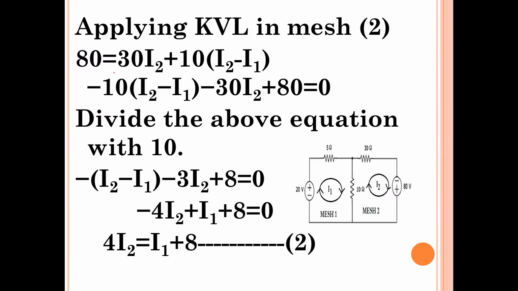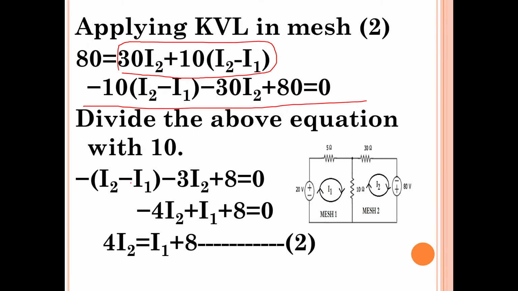Simply what I have done is I have sent all these right side terms to the left side. When they are moved to the left side, it will become minus 10 into (I2 minus I1) minus 30 I2 plus 80 equal to 0. This is what you will get when you transfer all the terms from the right side to the left side.